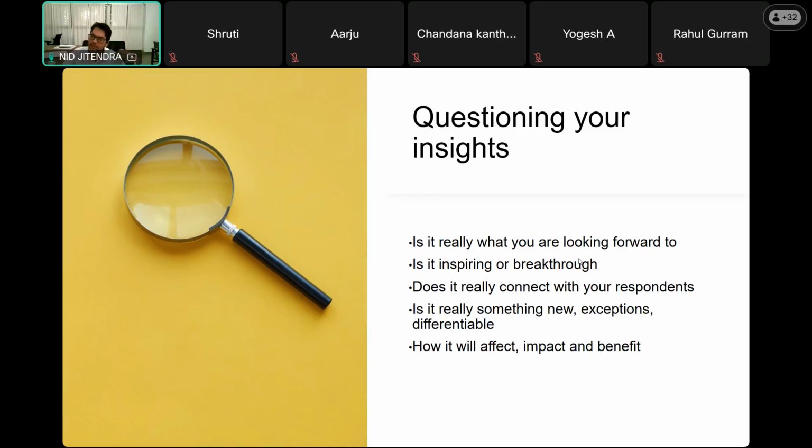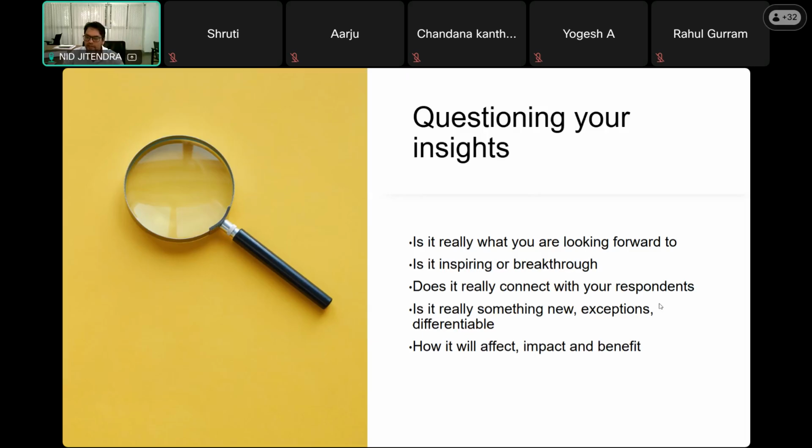Questioning your insights. When you get some insights, definitely do a quick check for whether they are right or not. Many times it happens that we become over enthusiastic about something which we have found. So whenever you have insights, look for whether they are real, whether they are inspiring and breakthrough. If not, look for other options. If it is not breakthrough, then innovation will not be there. So see whether this insight is really going to work or not.